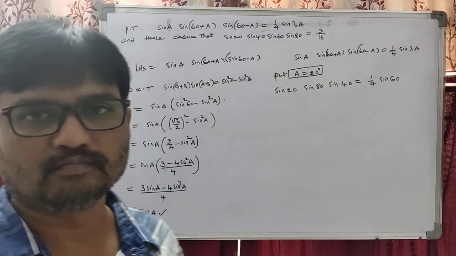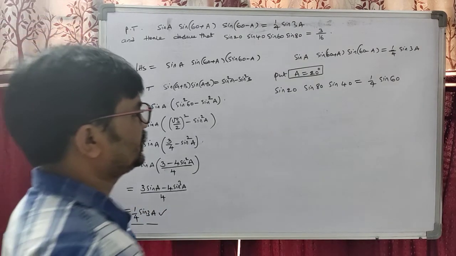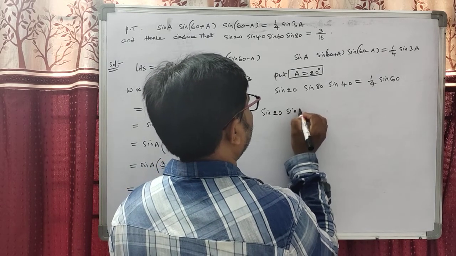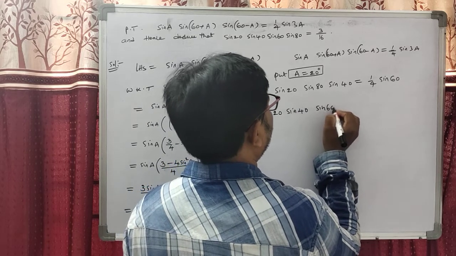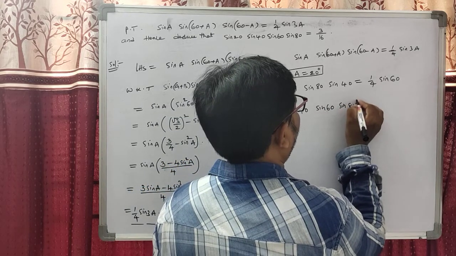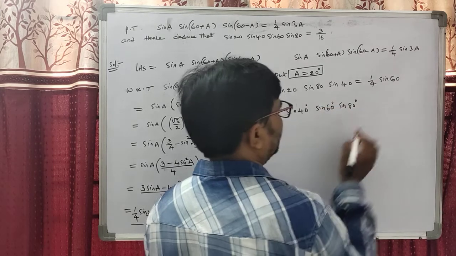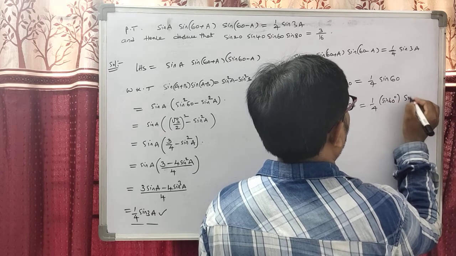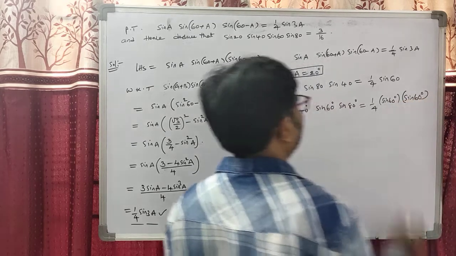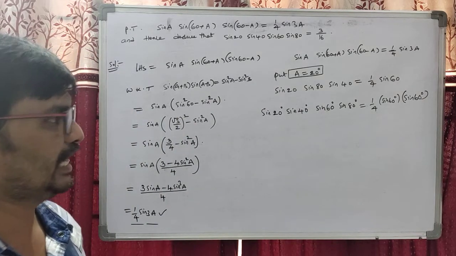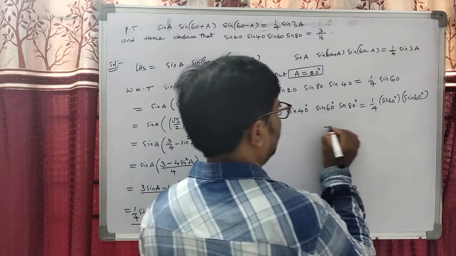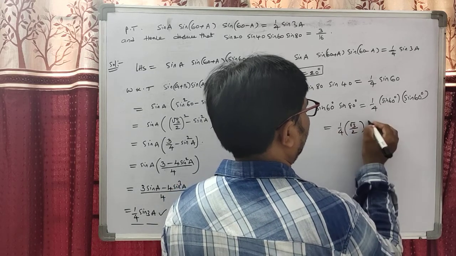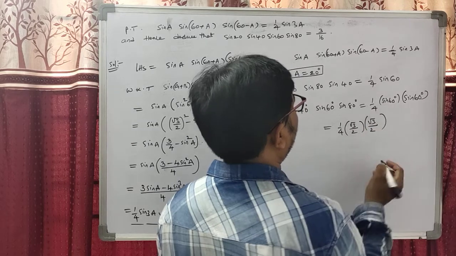Therefore dear students, on both sides we have to multiply with sine 60. We can write sine 20, sine 40, sine 60 into sine of 80. These are all degrees students. Now we can write 1 by 4 sine 60 into sine 60. On both sides we multiply with sine 60. Okay students, this is 1 by 4, sine 60 is root of 3 by 2, and this is also root of 3 by 2.